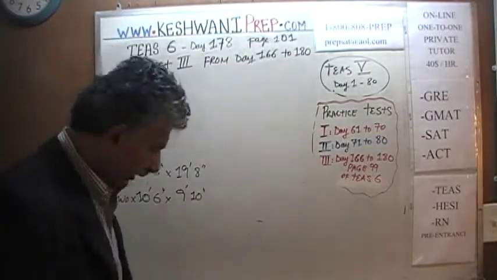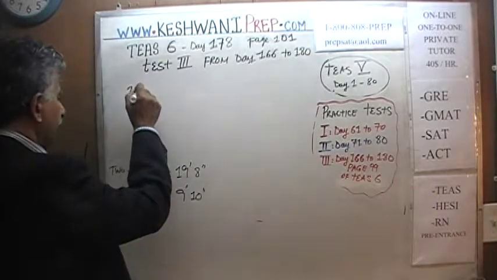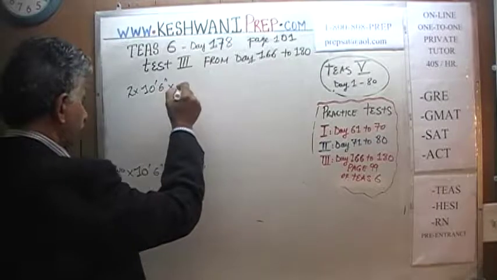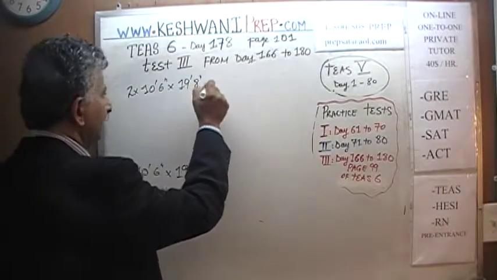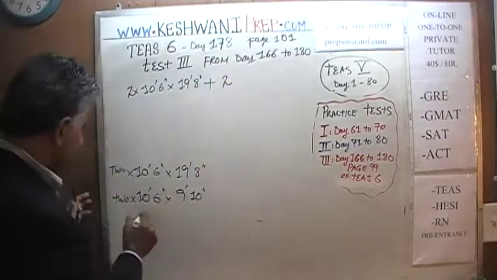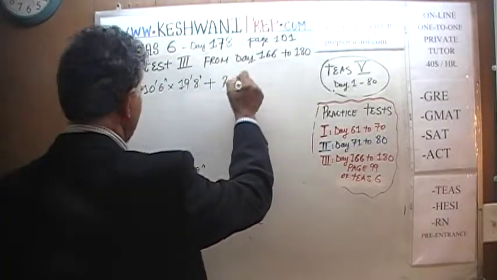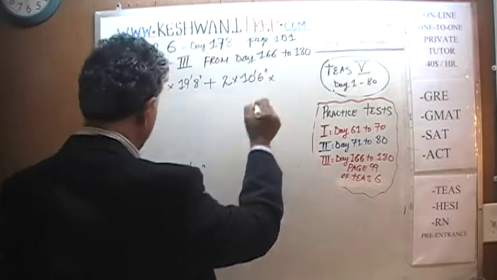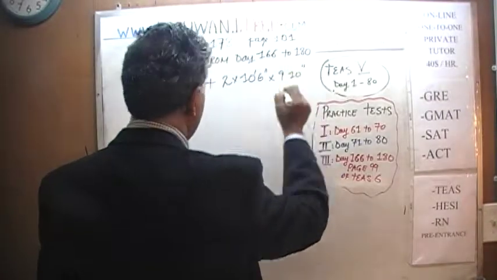Okay? So we have 2 times 10 feet 6 inches times 19 feet 8 inches, plus 2 more of these: 2 times 10 feet 6 inches times 9 feet 10 inches.